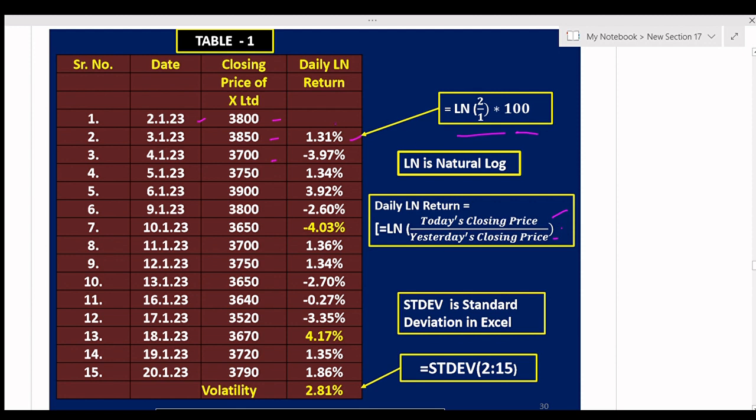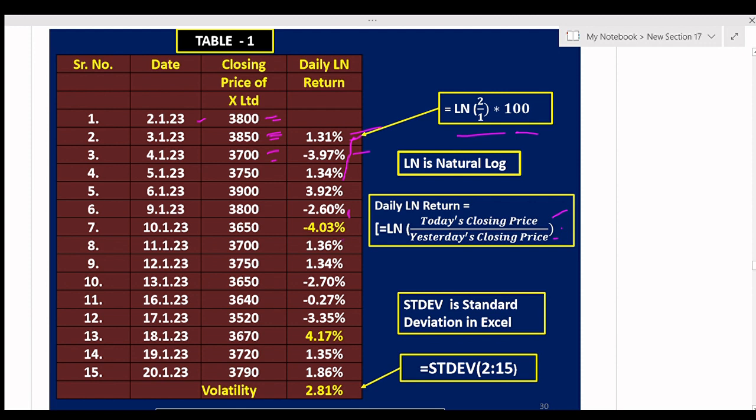Here today's closing price, that is 3,850, divided by 3,800, into 100. Using it in the Excel sheet, you will get this figure, 1.31%. And next, minus 3.97% you get, that is 3,850 divided by 3,700. And in this way all the figures you can calculate.